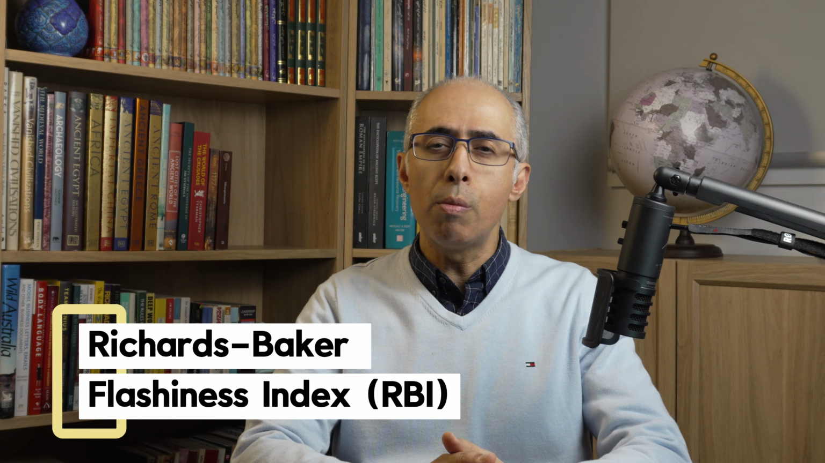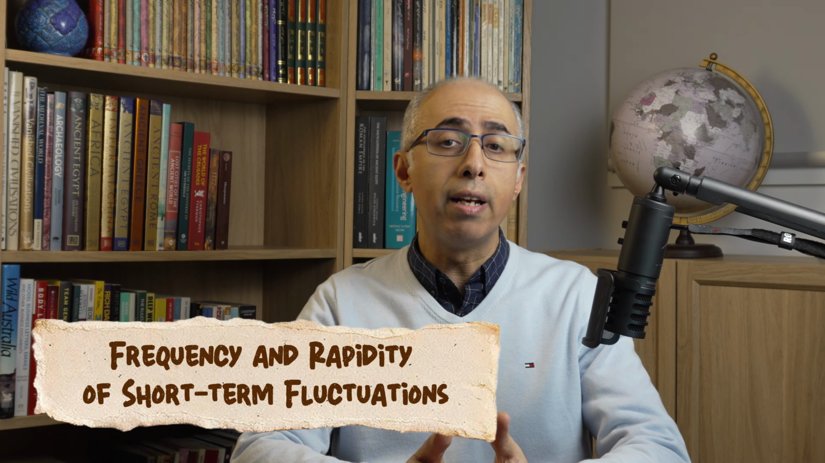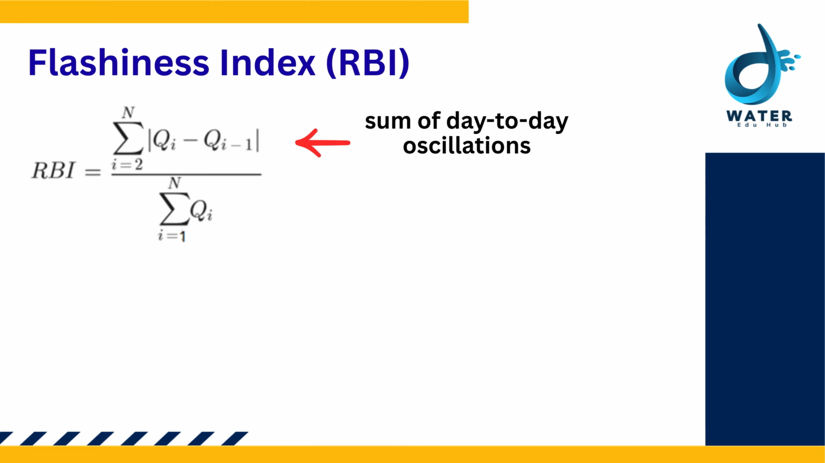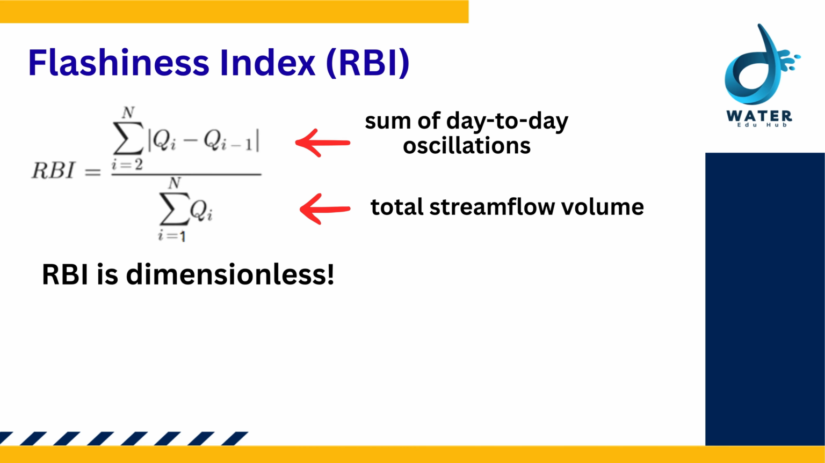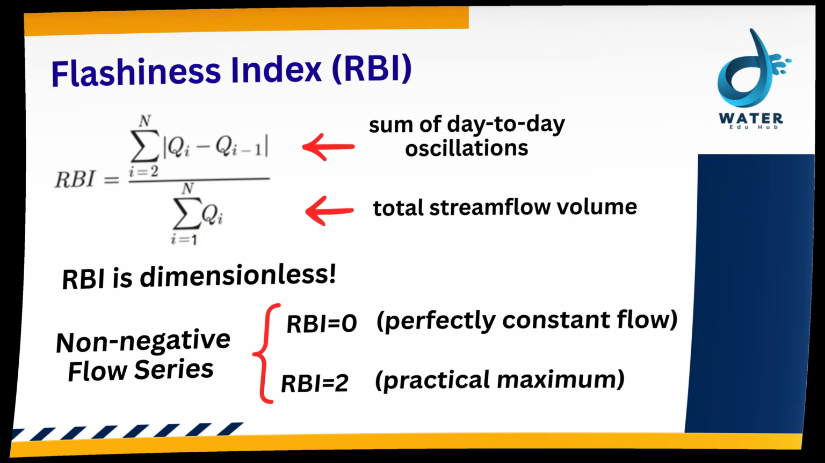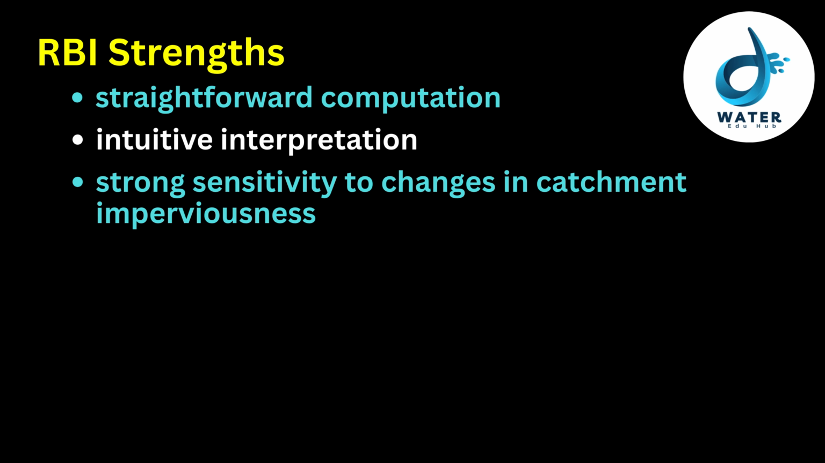The second indicator is the Richards-Baker Flashiness Index, commonly abbreviated as RBI. RBI focuses specifically on the frequency and rapidity of short-term fluctuations in daily streamflow. It measures catchment flashiness by quantifying day-to-day oscillations relative to the total streamflow volume. RBI is dimensionless and, for a strictly non-negative flow series, ranges from 0 for perfectly constant flow to a practical maximum of about 2. Its strengths include straightforward computation, intuitive interpretation, and strong sensitivity to changes in catchment imperviousness.